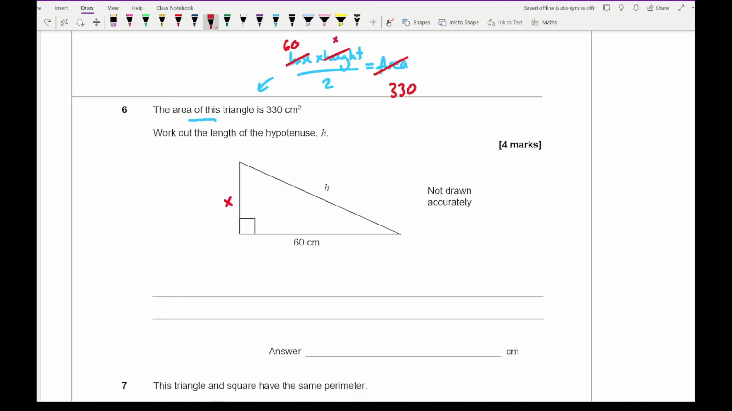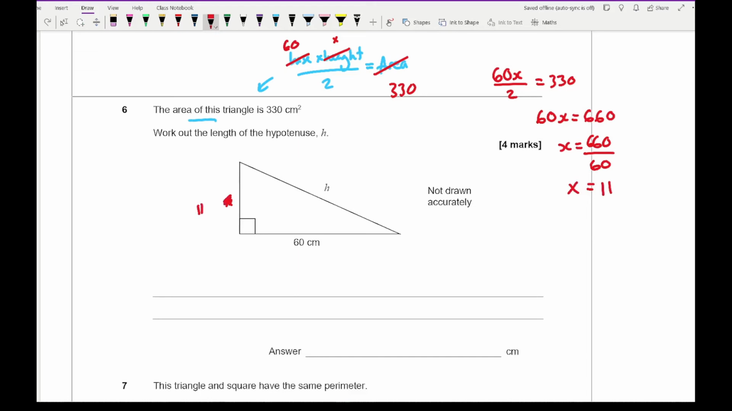So from this, what I've got is 60x divided by 2 equals 330. So 60x is going to equal 660. So x equals 660 divided by 60. So x equals 11. So from this, I can scribble that and put 11.